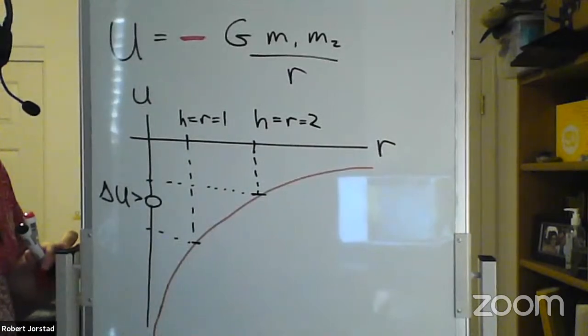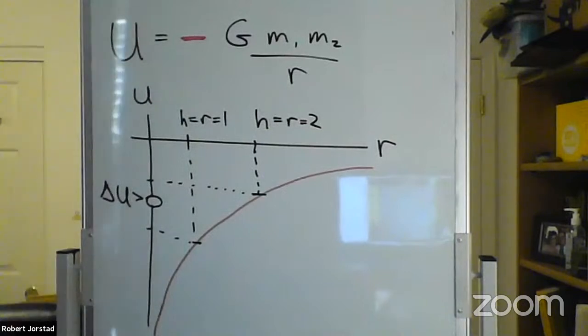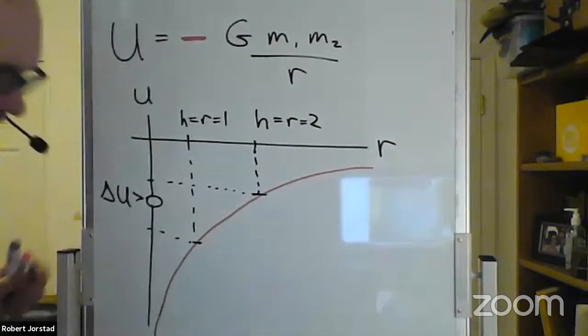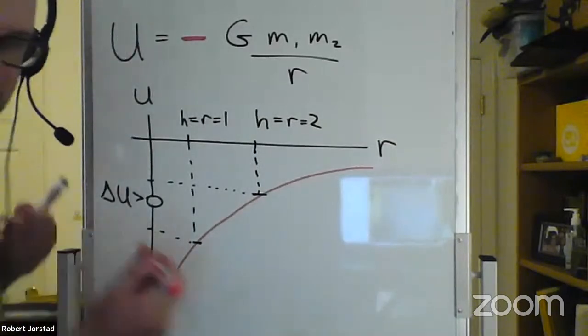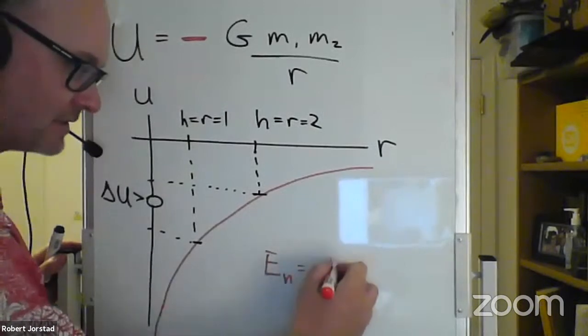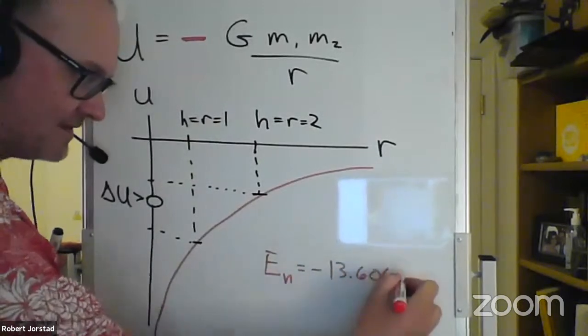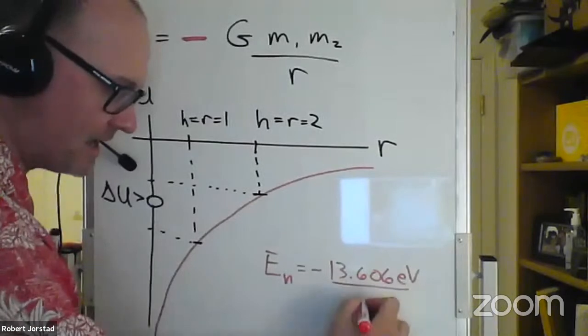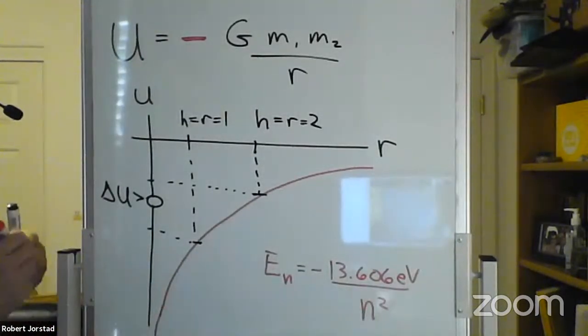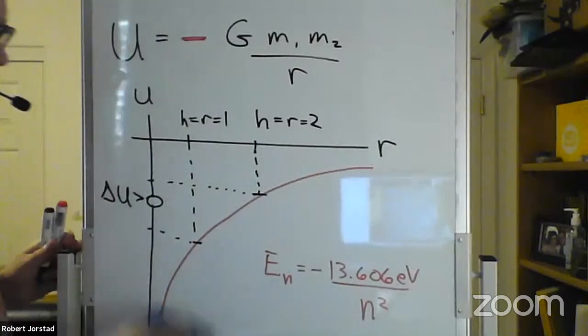Have you guys seen this before in a chemistry class, perhaps? This is very similar to the energy levels of the hydrogen atom. The energy levels are negative 13.606 eV divided by n squared. It actually looks a lot like this, where I'm going to cheat and just be creative here.